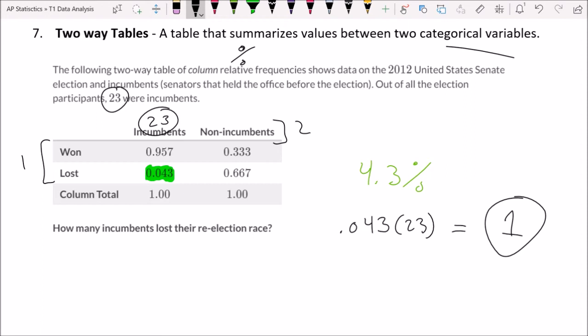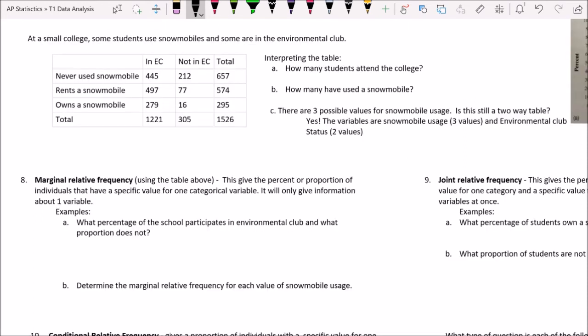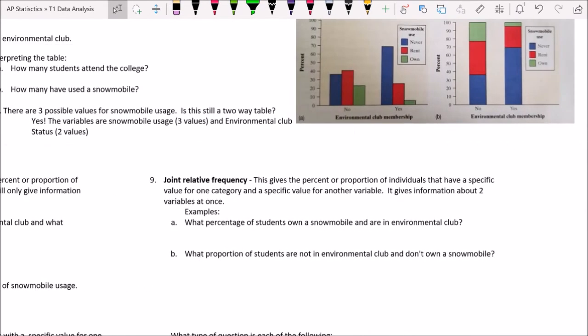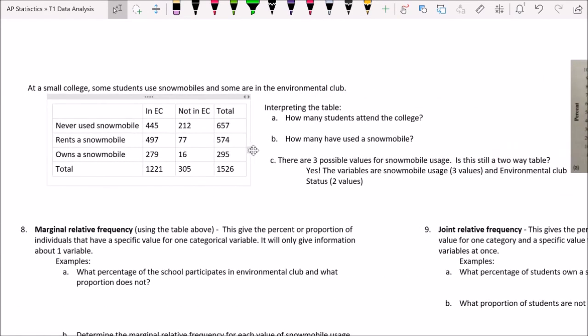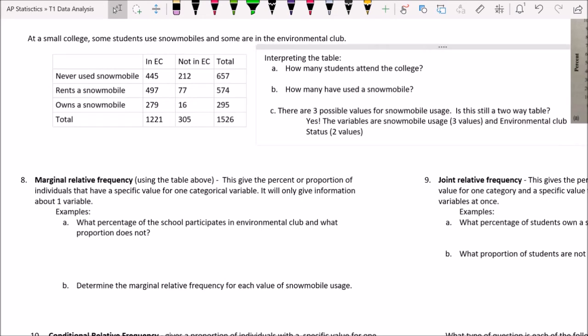In order to learn about our last 4 topics today, which really are all very closely related, we're going to use these data in this table. These are the same data from the beginning of the lesson. We looked at the segmented and side-by-side bar charts, but here we have the actual table for it. I want to encourage you now to pause the video and get this table down in your notes, because we're going to be using these data throughout the rest of the video.